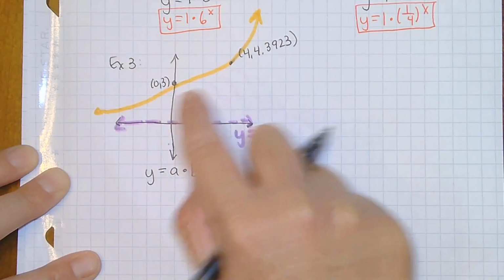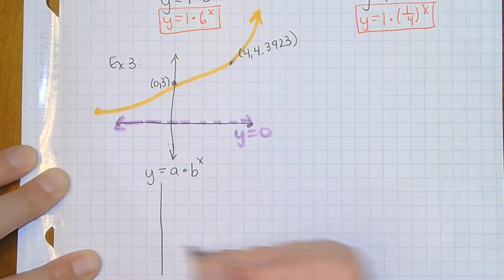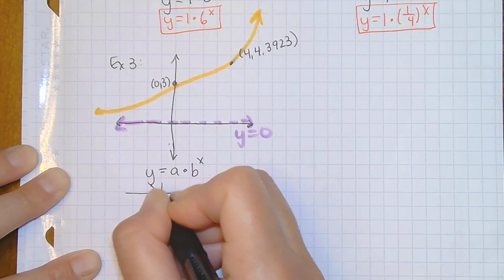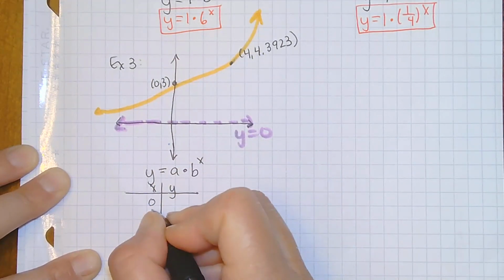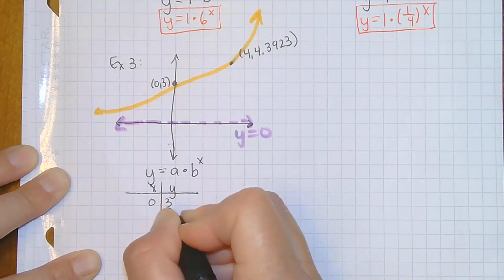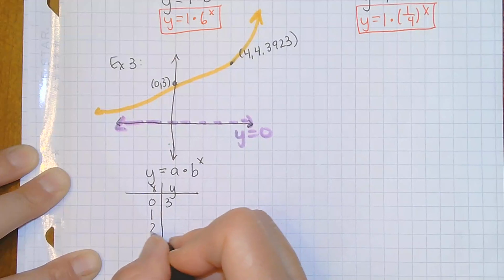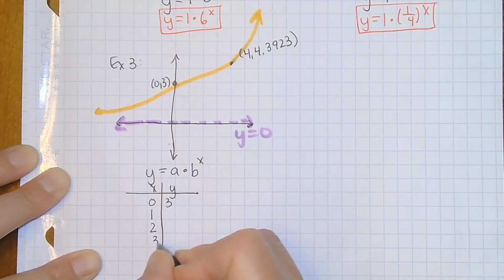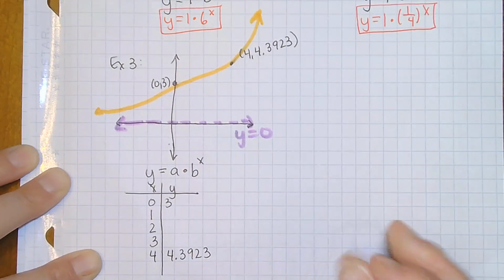Now this one I have a gap, so in my table I will have a gap. I'm going to start with 0, 3. And then I'm going to leave a space for 1. Don't know what 1 is yet. 2, 3, and then I do know 4. 4, 4.3923.